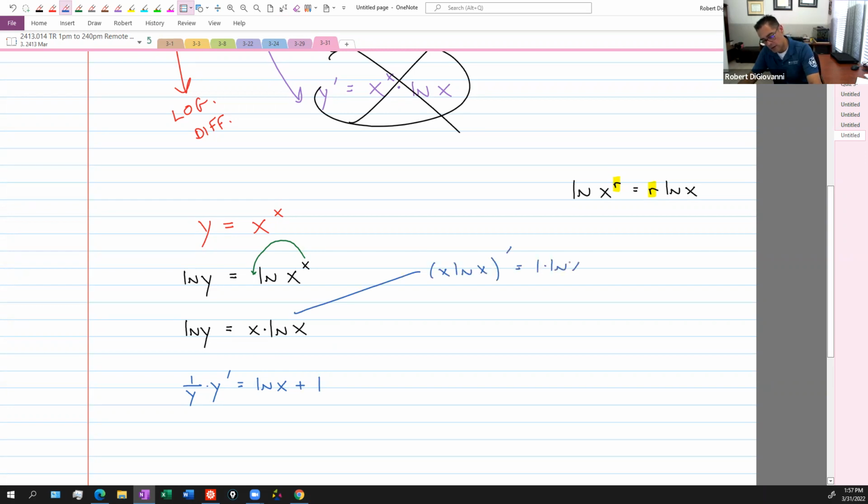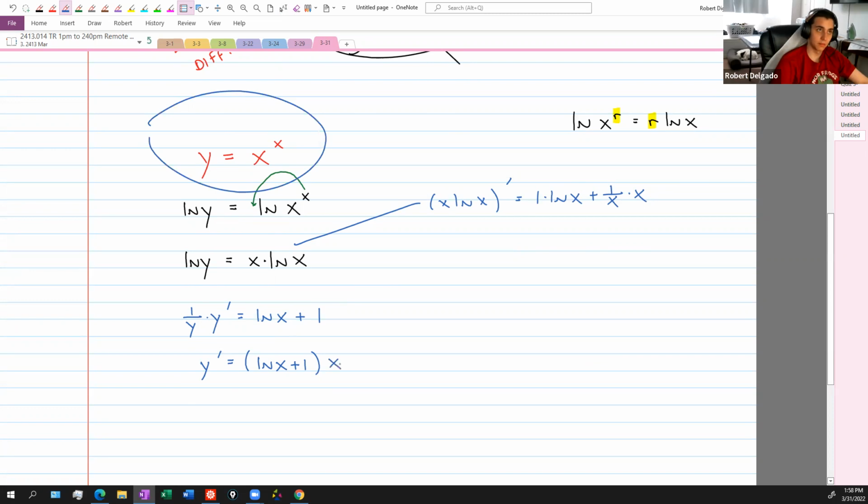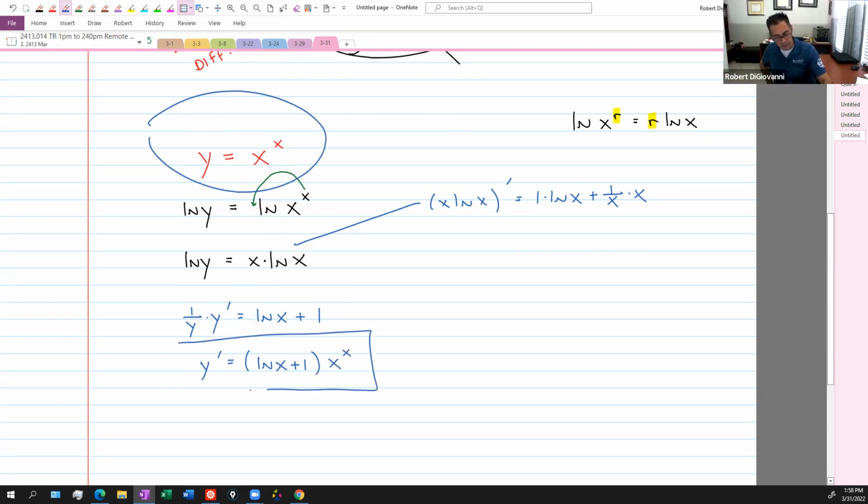When you take the derivative of that, you get 1 times natural log x plus 1 over x times x, right? That's your product rule on this. Derivative of the first one times the second, so 1 times natural log x, plus derivative of natural log of x, which is 1 over x, times the first one, x. These x's cancel, you get a 1. It's just natural log x plus 1. One more step. Multiply both sides by y. So I'm going to multiply the right-hand side by y, but what was y? X to the x. So I'm multiplying by x to the x. That's the derivative.